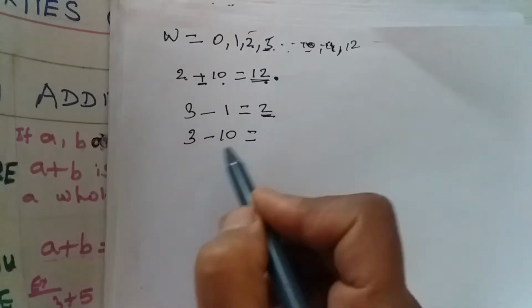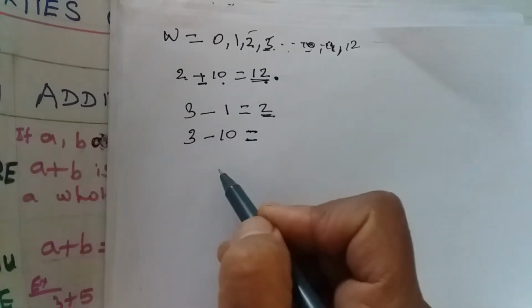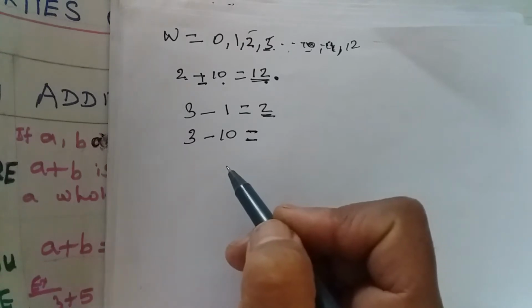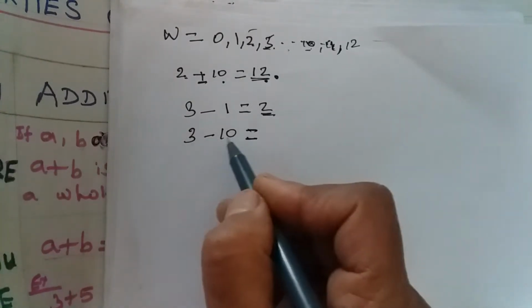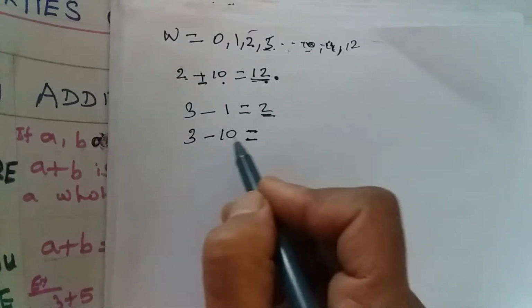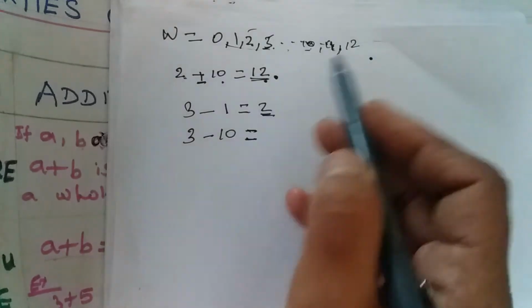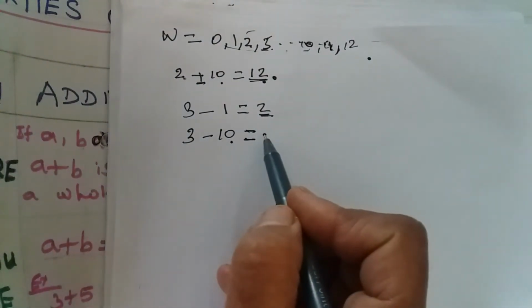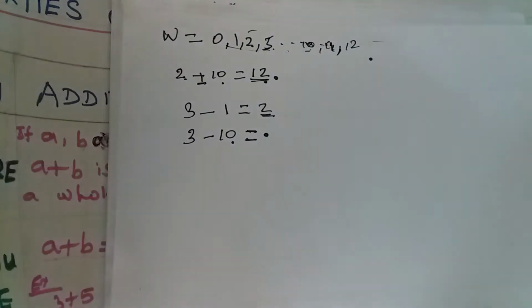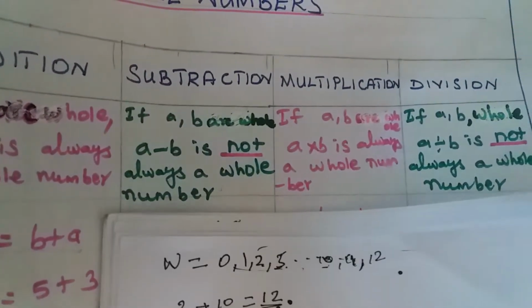What is it? From 3, can you subtract 10? No, it's not possible. The subtraction is possible with numbers called integers. You will be learning that later this year. If you subtract this, you will get the answer in negative numbers. This is not in the set of whole numbers. So when you subtract two whole numbers, the answer is not always a whole number. So closure is not true for subtraction.